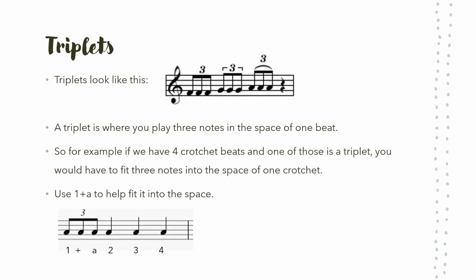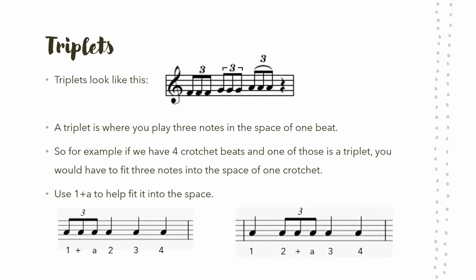You can see the first beat is a triplet, so we have to fit 3 notes into 1 beat. So it'd be 1-under, 2, 3, 4, 1-under, 2, 3, 4, and you can hear it creates that skip. And if we place the triplet somewhere else, so we have it on the second beat, it'd be 1, 2-under, 3, 4, 1, 2-under, 3, 4. So the 2-under just helps fit all of it in, 2-under.